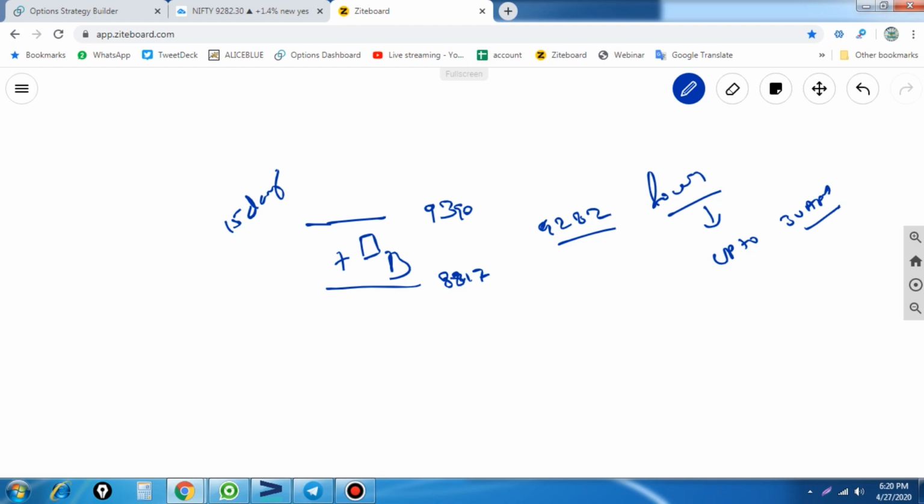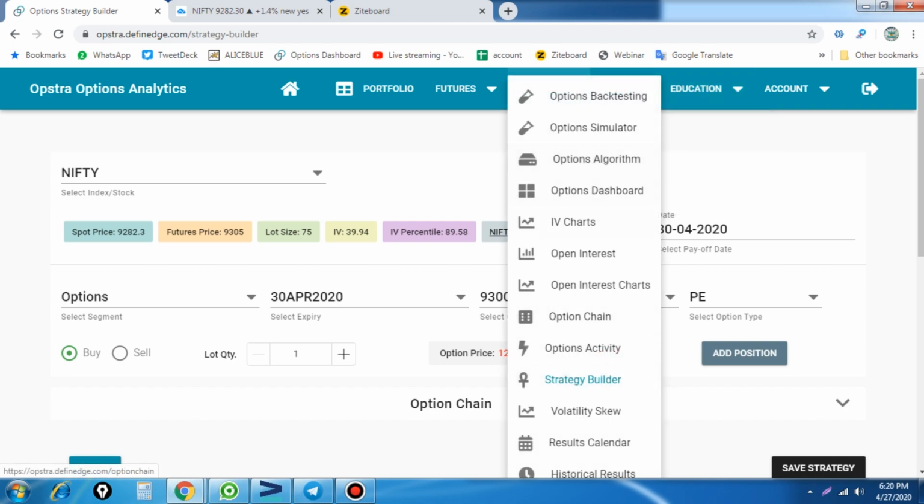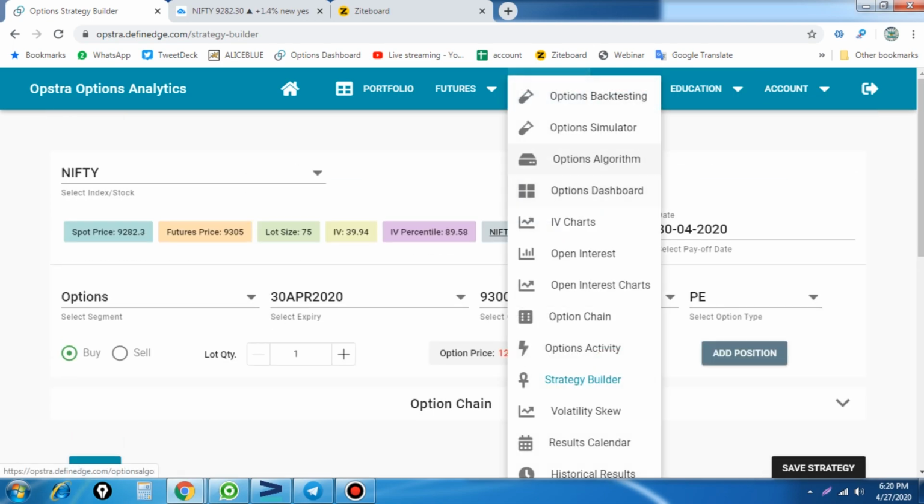Right now the market is trading at 9308, 9282. So what should be the best option trading strategy we build out, and with this new strategy, how can we find out there will be a strategic benefit? Okay, so let's try to do that.